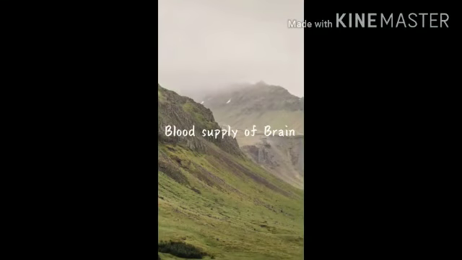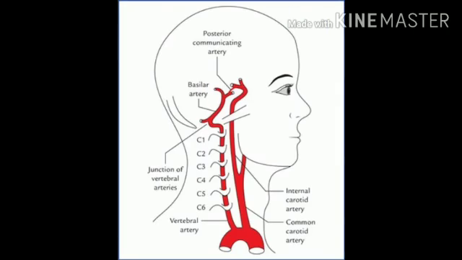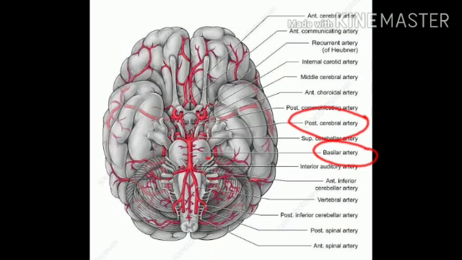Hello everyone, we are going to study the blood supply of the brain. The brain is supplied by two systems of arteries, called the vertebral arteries and the carotid arteries. The vertebral arteries enter the foramen magnum and run on the medulla, and at the lower border of the pons form the basilar artery. The basilar artery runs on the basilar sulcus, and at the upper border of the pons divides into the posterior cerebral artery.